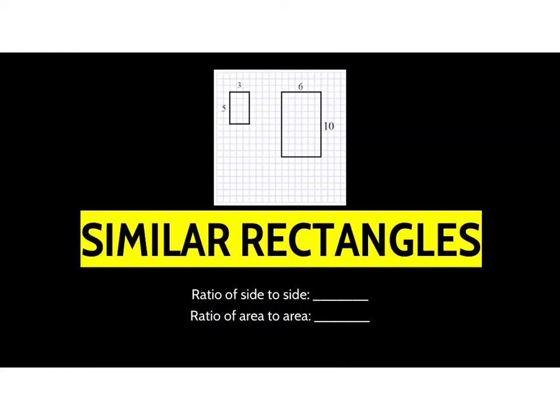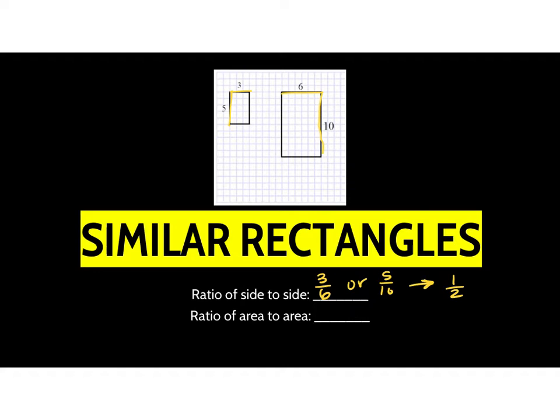All right, so if we're looking at some similar rectangles, I have an example here, and we can talk about the ratio of side to side. So we could talk about the ratio as 3 to 6, because 3 and 6 correspond. Or we could write it as 5 to 10 because 5 and 10 correspond. Both of these simplify to 1/2. And today it's going to be important that we use ratios that are simplified.